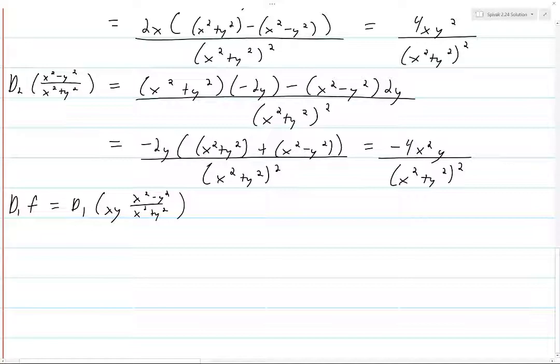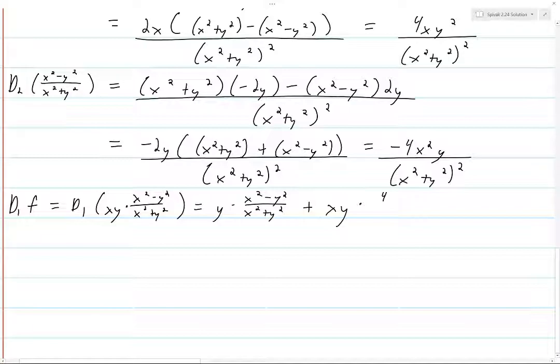When we use the product rule, we take the derivative with respect to x of the first part and keep the second part the same. Then we keep the first part and take the derivative of the second part, which we know to be, well, the derivative of the fraction part with respect to x, we just calculated that to be 4xy squared over (x squared plus y squared) squared.